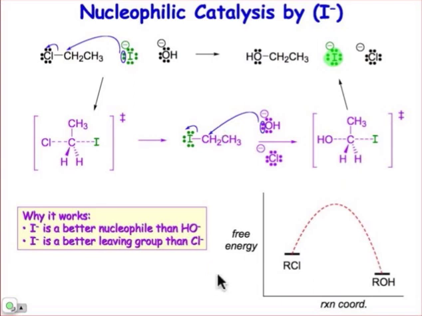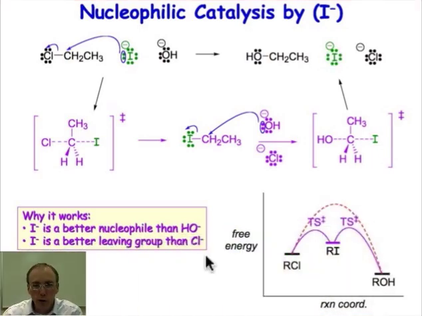And so if we look at our reaction coordinate diagram now, the old straightforward SN2 process is going to be displaced by a new pathway in the presence of iodide that involves that reactive intermediate RI.